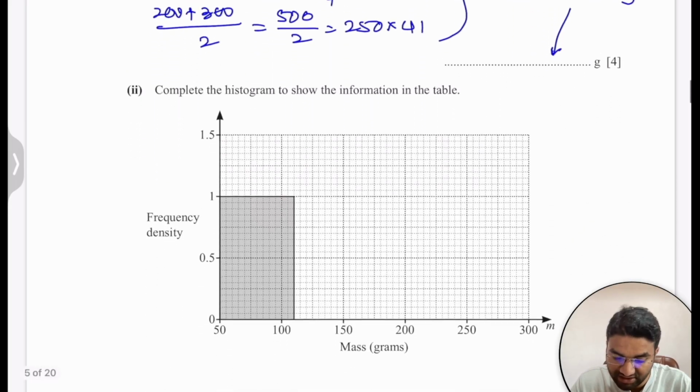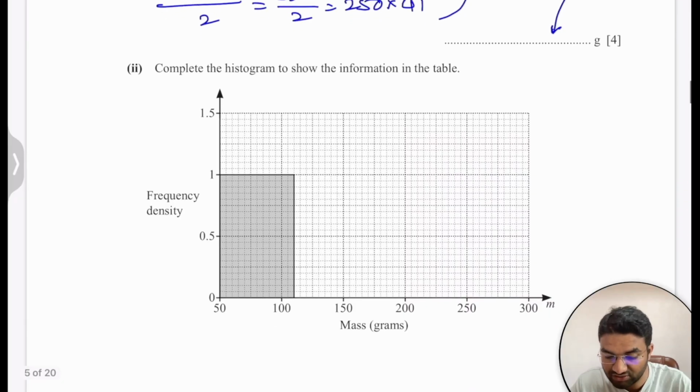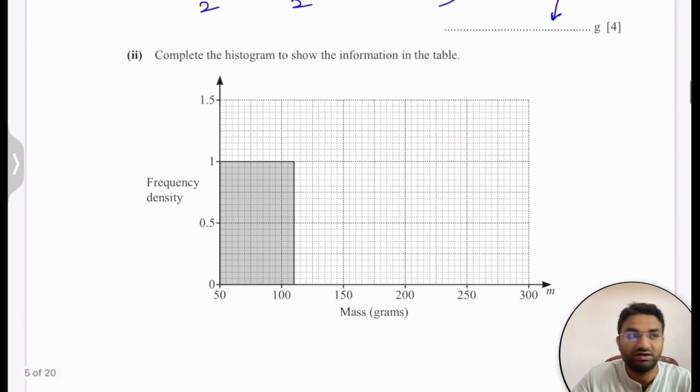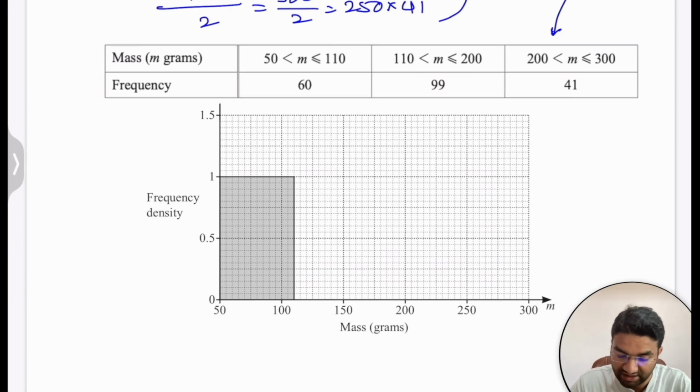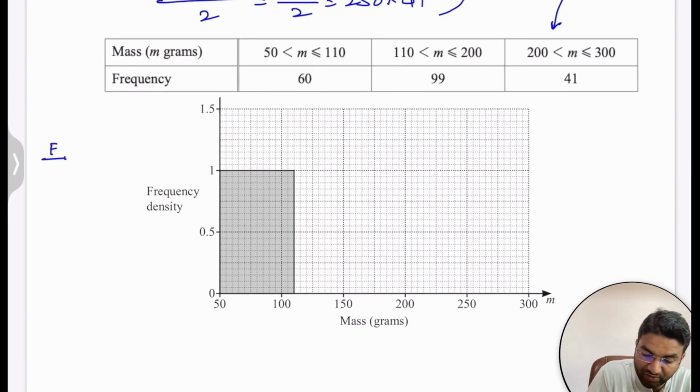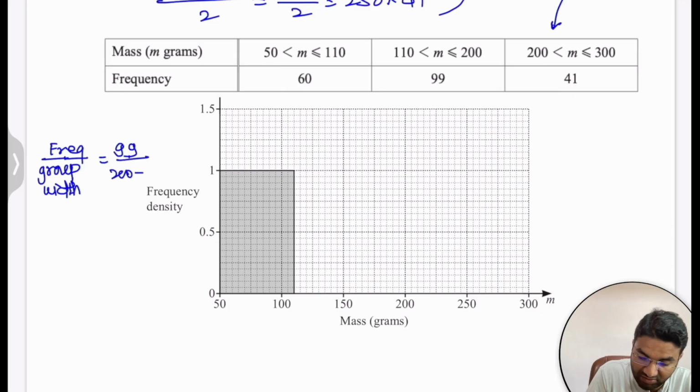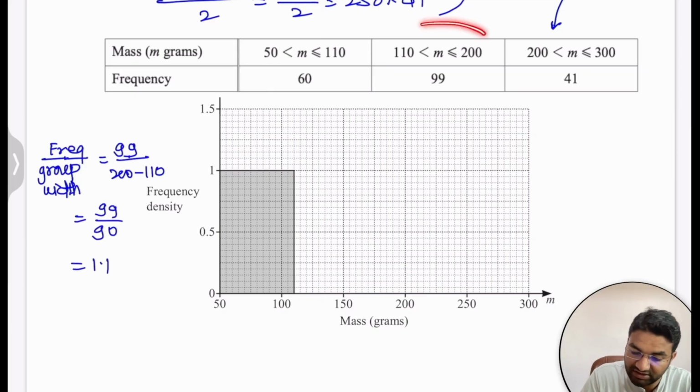Then next, complete the histogram to show the information in the table. You can refer to this table, and we have to use this table to calculate firstly the frequency density, and then you have to draw the histogram. To find the frequency density, we take the formula frequency divided by group width. Now frequency is 99 divided by group width, here 200 minus 110, which is equal to 99 divided by 90, that is 1.1. This is for this group width.